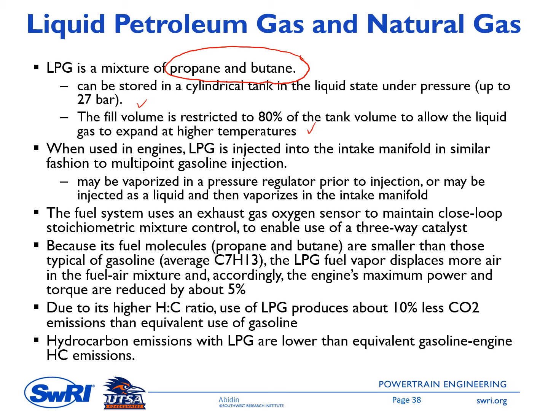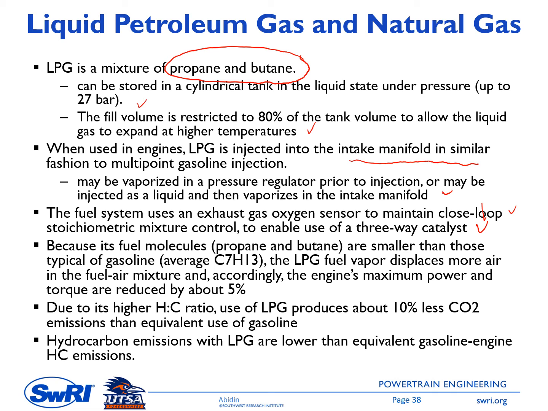So this LPG, when used in an engine, is injected into the intake manifold, in similar fashion to multi-point gasoline injection. And it may be vaporized in a pressure regulator prior to the injector, or may be injected as a liquid and then vaporized in the intake manifold. So once again, it's pretty much similar to the multi-point injection in gasoline fuel. The fuel system uses an exhaust gas oxygen sensor to maintain a closed loop stoichiometric mixture control, especially when we use a three-way catalyst to remove CO, NOx, and unburned hydrocarbon.